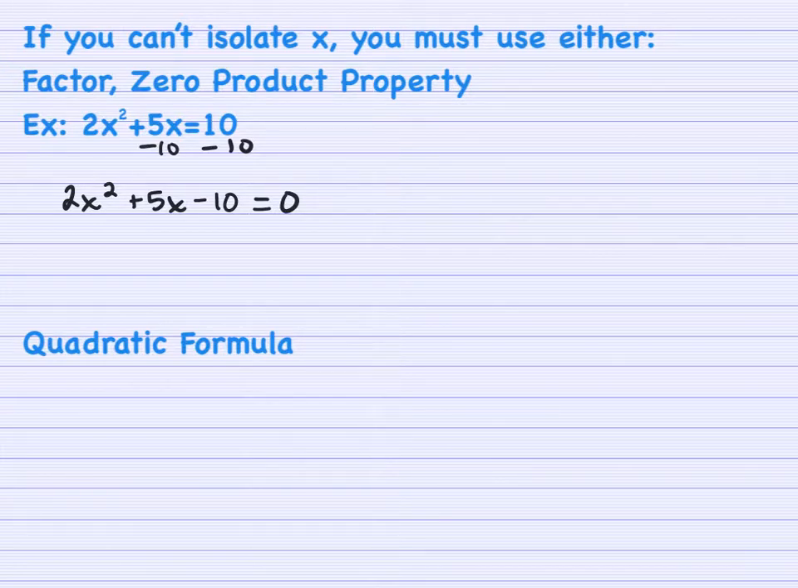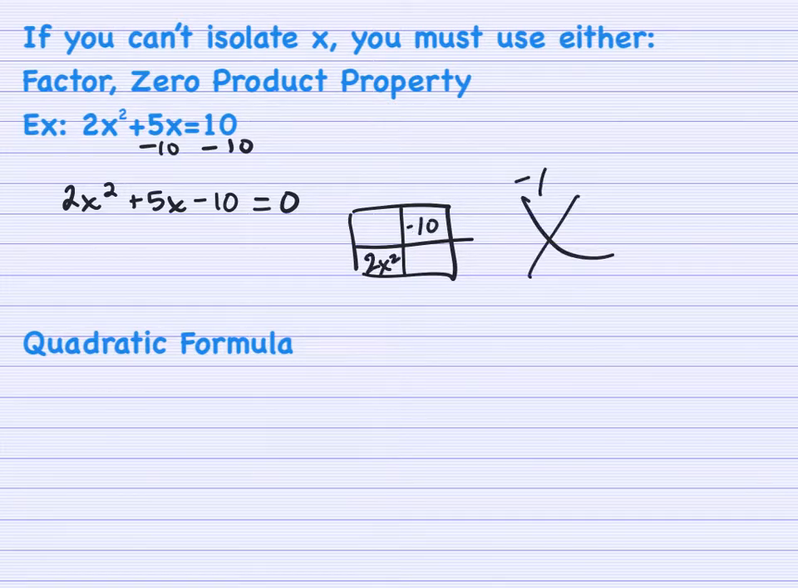This one is not factorable, because if I look at, do this really fast and then I'll erase it, 2x squared times negative 10 gives us negative 20x squared. Take the middle term, 5x. If I factor 20, I've got 1 and 20, 2 and 10. It's not divisible by 3, and then I have 4 and 5. And then it switches back to 5 and 4.